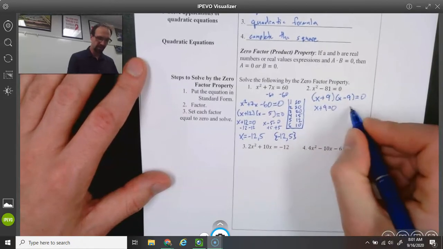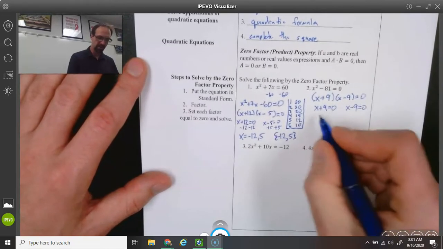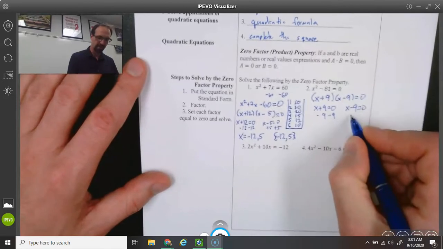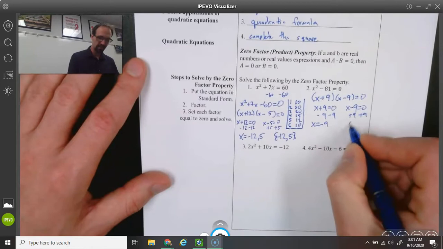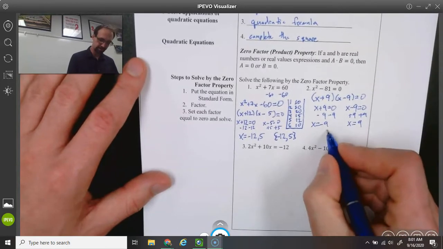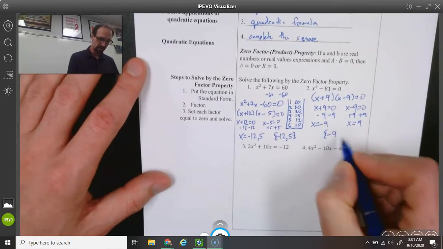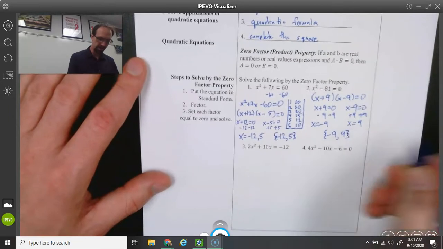X plus 9 equals 0. X minus 9 equals 0. So for this one, I'm going to subtract 9 on both sides. Add 9 on both sides. So you get x equals negative 9 and x equals positive 9. So this is going to be negative 9 and 9 for my solutions.